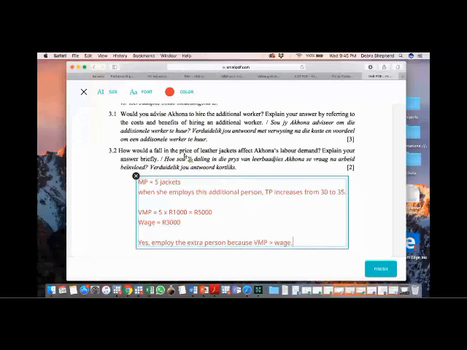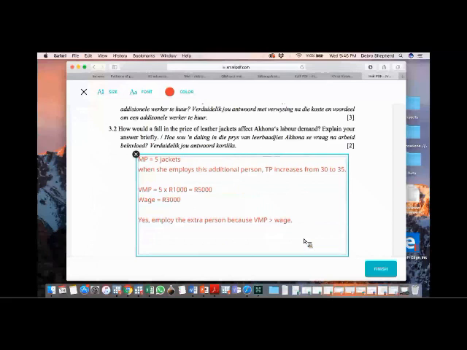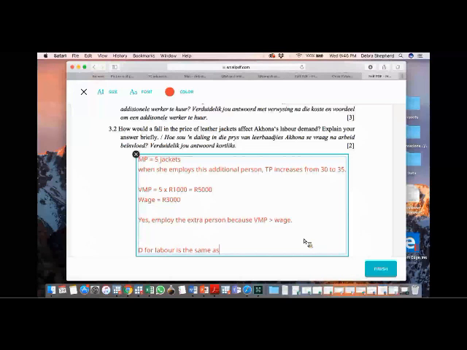3.2 then asks, how would a fall in the price of leather jackets affect Acorna's labor demand? Explain your answer briefly. So the demand for labor is the same as the value of marginal product. Firms demand labor according to the value they bring. You can think of that in the same way as any consumer. When a consumer buys a product, they get marginal benefit. That's what gives the demand curve.